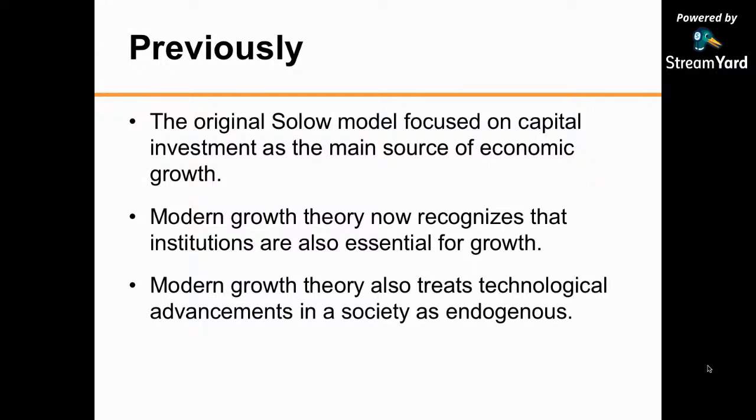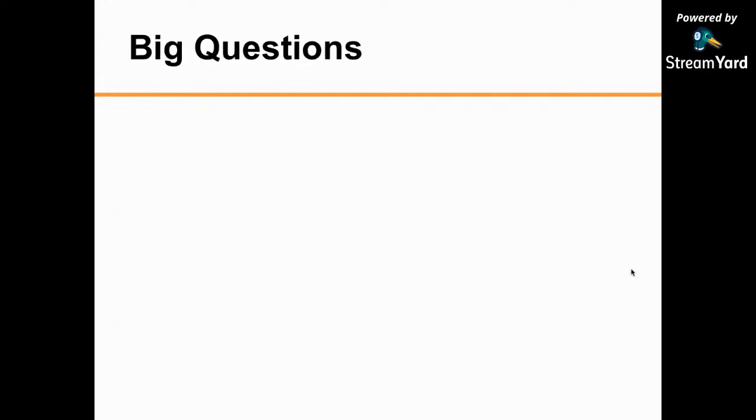We also talked about how modern growth theory treats technological advancements as endogenous. Remember, exogenous was what we used to think technology advancements were, meaning they were just random, like strikes of lightning. But with modern growth theory, we realized these advancements were really endogenous, or coming from within the nations that were having success. Basically, innovation fosters innovation. So that's a little recap of last week, and we'll move right into this chapter.